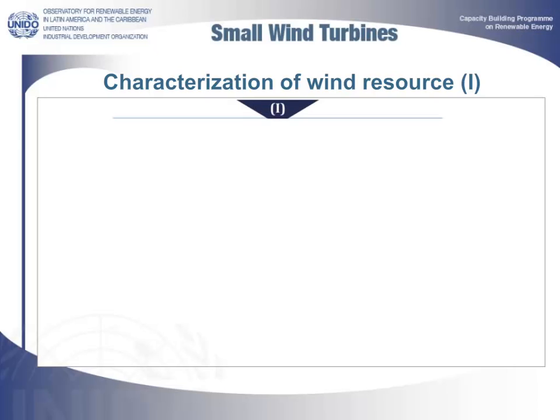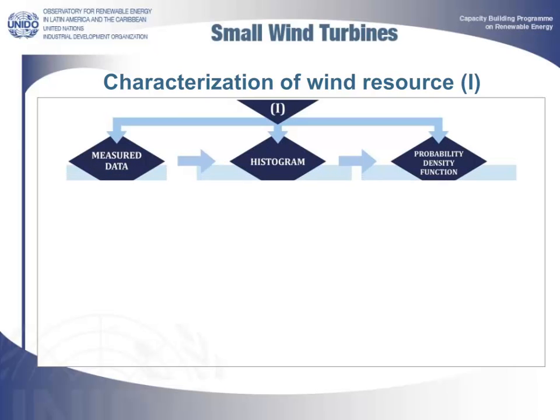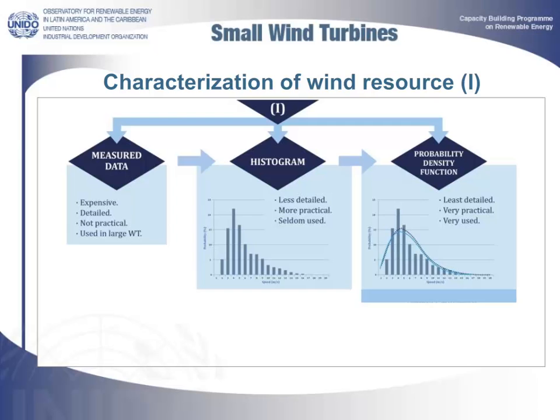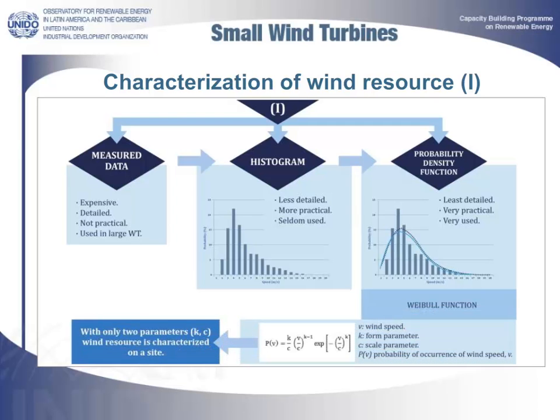Speed frequency distribution is obtained from measurements carried out on site. With this information, a histogram is drawn up with the occurrences of each interval. The shape of this histogram can be approximated by a wind speed density function, and the most common ones are Rayleigh and, above all, Weibull, characterized by the shape parameter k and the scale parameter c.